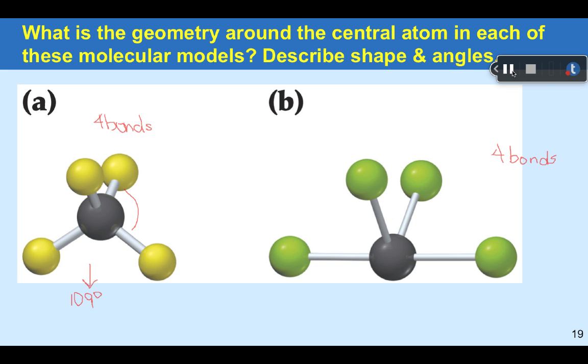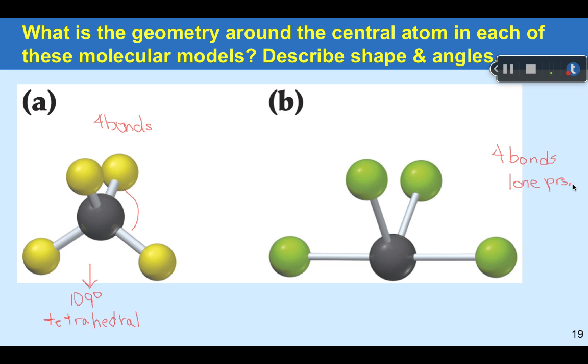109-ish degree angles for tetrahedral molecular geometry. Lacking any lone pairs, the electron cloud geometry is exactly the same as the molecular geometry. Okay, the one on the right can't have only bonds. It must also have some lone pairs because it doesn't appear to be representing tetrahedral geometry.